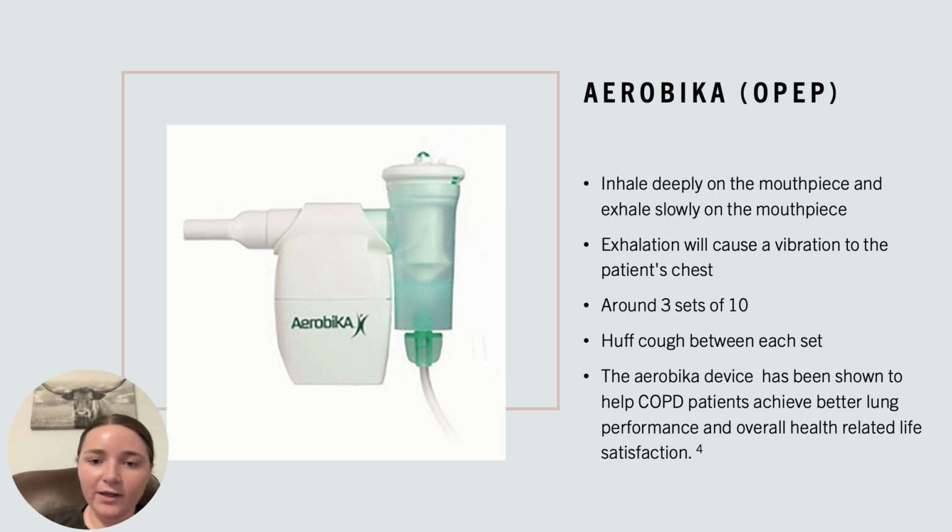Next, we have our Aerobika, which is another OPEP device. And as you can see here, this device has the option to attach a nebulizing treatment. You can use it with or without, depending on your patient's needs. This is the mouthpiece that you're going to have your patient inhale and exhale on, and the exhalation is going to cause a vibration in the patient's chest. Patients need to complete 3 sets of 10 with a nice strong cough in between each set.